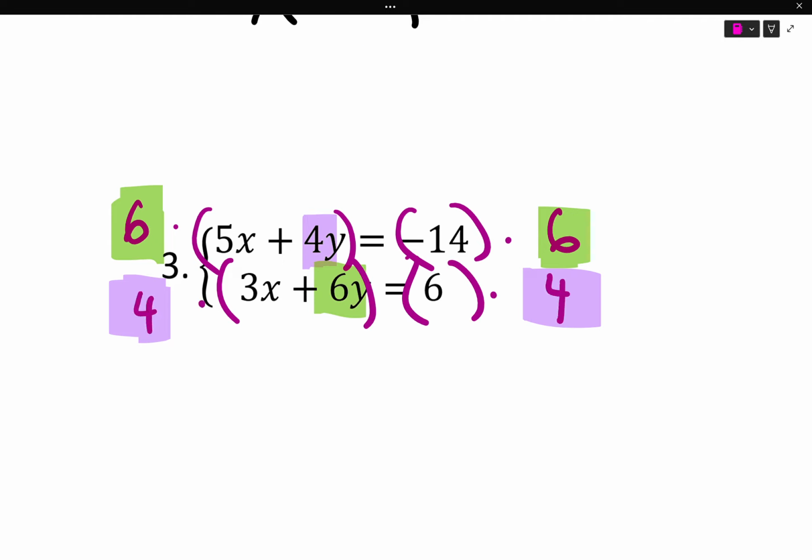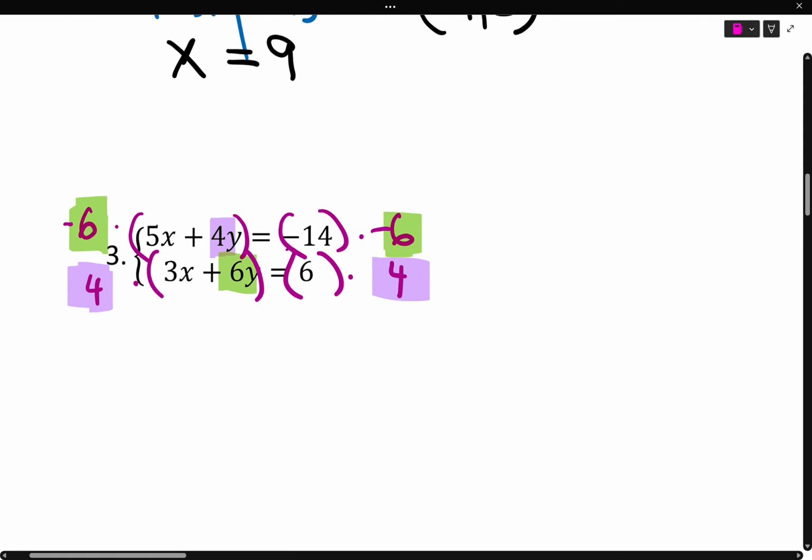Okay, here's the twist. I want one of them to be negative, right? I don't want them both to be positive. So in order for that to happen, I'm going to make my 6 negative. Now we could have made the 4 negative. It doesn't matter. Just for consistency's sake, make the top ones negative. All right, let's distribute.